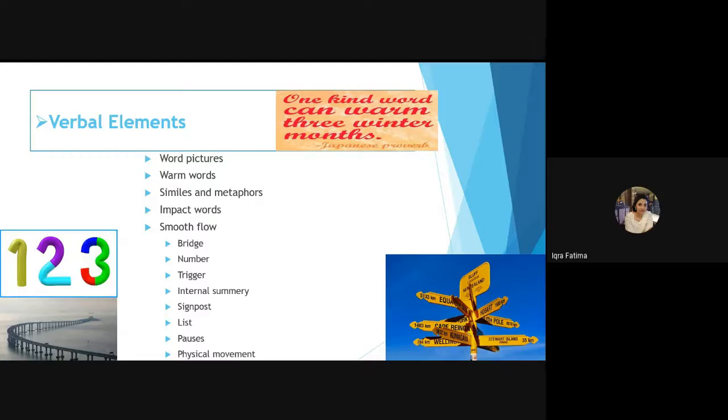Next one is signpost. Signpost tells our audience where we are in our presentation. Can you see this picture? When we are talking about one point and moving to the next point, you can preview your whole point as well, and you can tell that now we are moving to the next point. List is when you enlist your points, when you say that number one is this, number two is this, number three is this. This technique can also be used. And pauses.